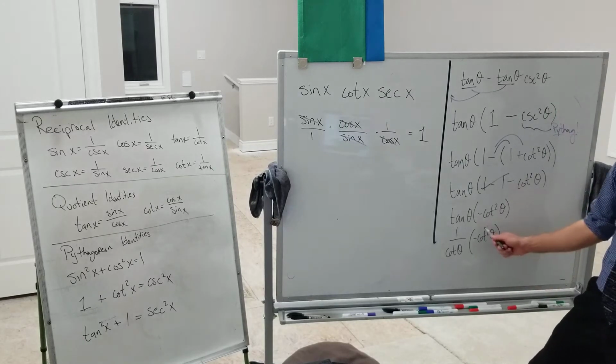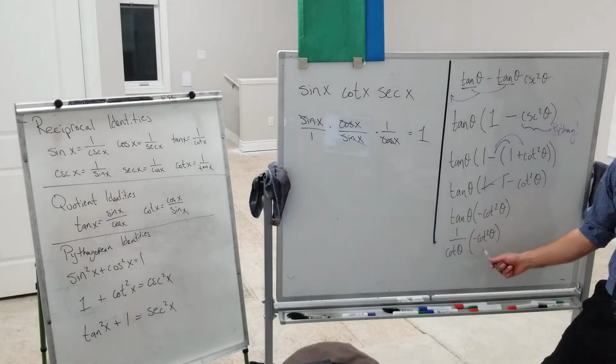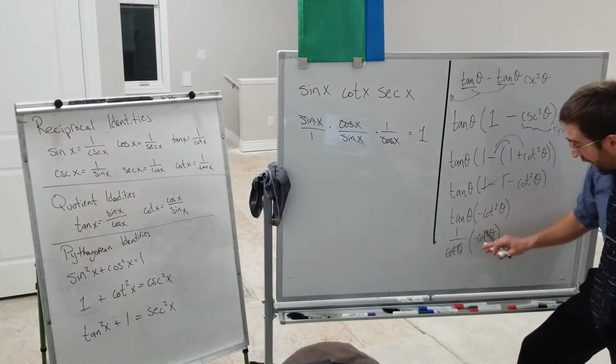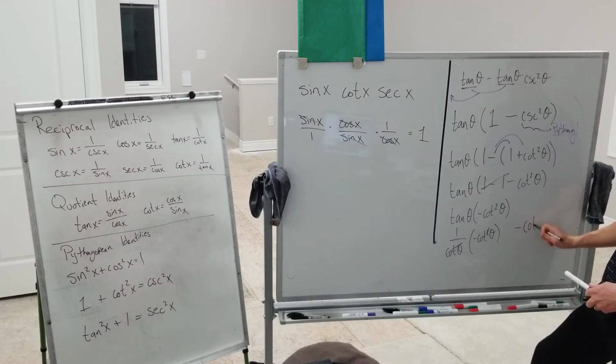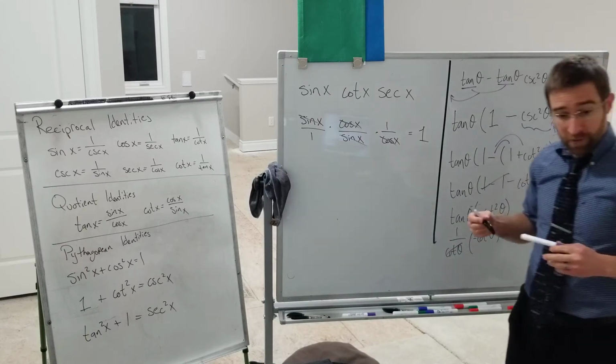Right? I have 2 cotangents multiplied in the numerator. I have 1 multiplied in the denominator. I'm going to cancel 1 out. And that's just going to give me negative cotangent theta as my answer. And boom, that's it. Cool.